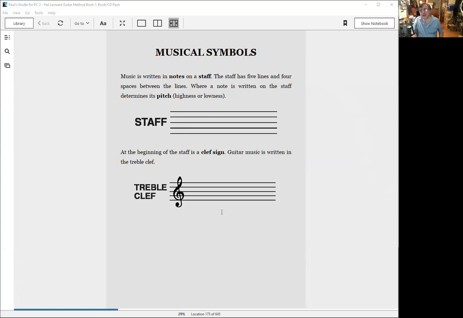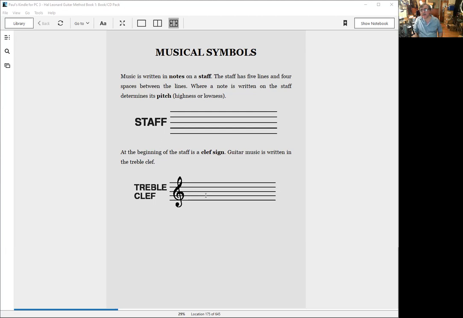Now, what adapts the staff to your instrument is this symbol here, which is called a treble clef. It's also called a G clef, and I actually prefer calling it that. The reason being that this bottom loop, if you see the last line it crosses is the second line from the bottom, and the note that falls on that line is a G.